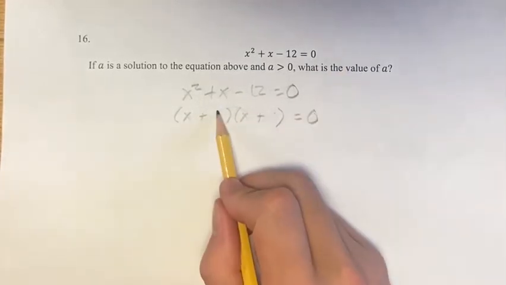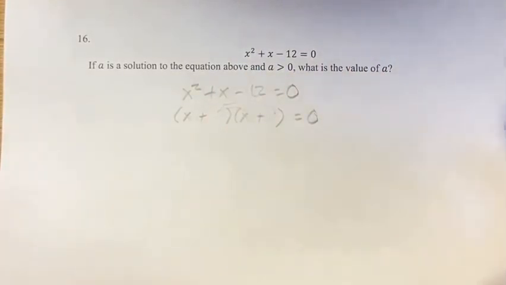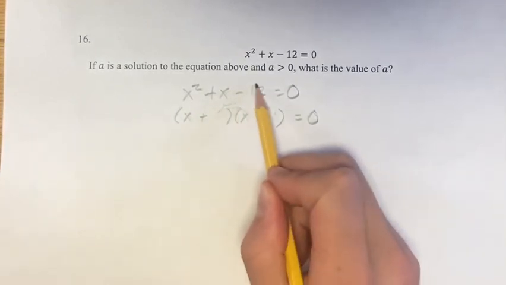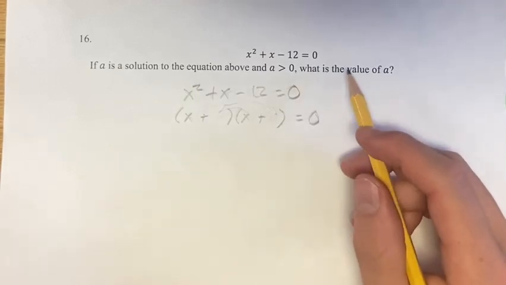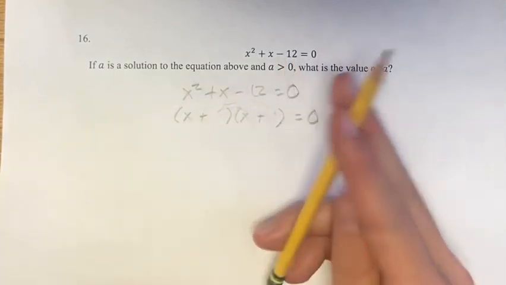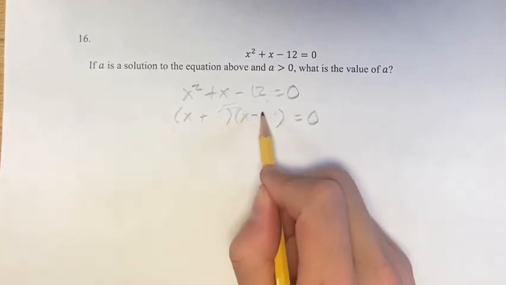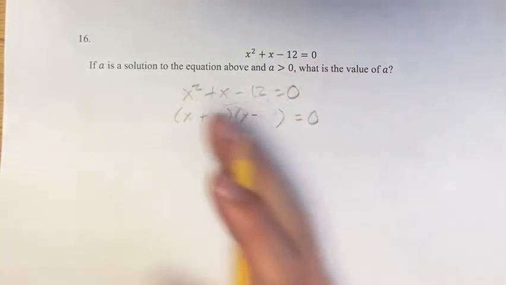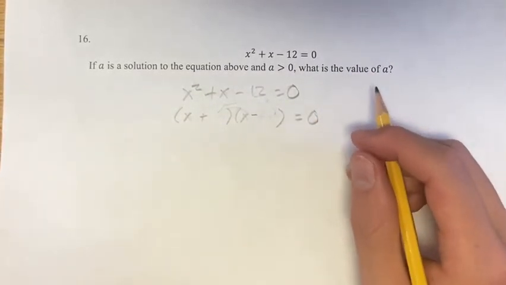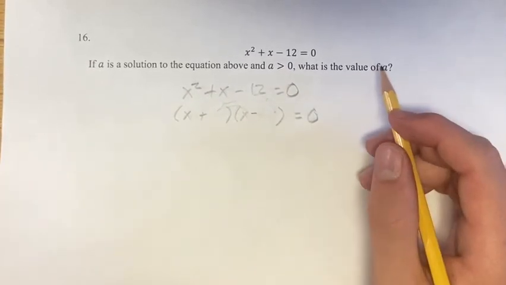And then the last thing, doing the last in FOIL, first, outer, inner, last, would be the number times the other number, and they have to multiply to this number right here, negative 12. So for two numbers to multiply to negative 12, one of them has to be positive and one of them has to be negative, right? Why is that? Well, if they're both positive and you're multiplying two positive numbers, the product is going to be positive. If they're both negative, the negatives cancel and the product is still going to be positive. For the product to be negative, it has to be one positive and one negative.